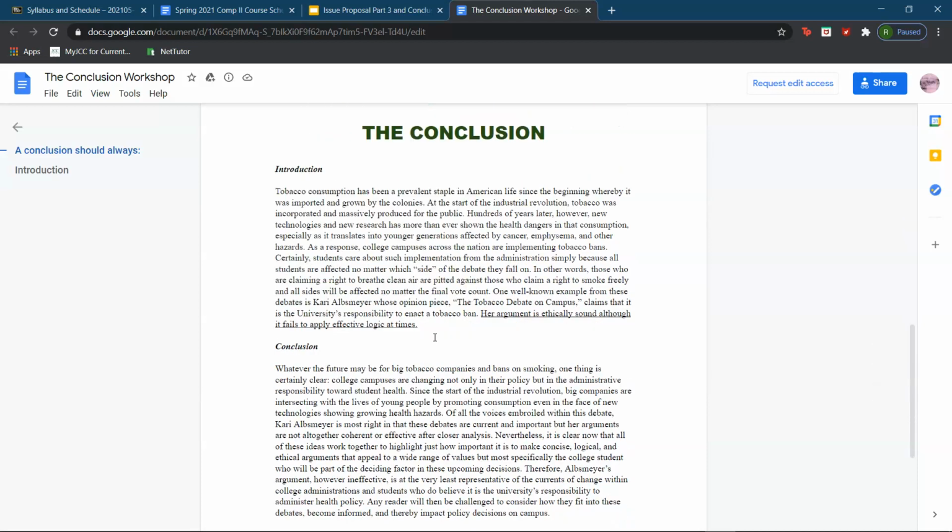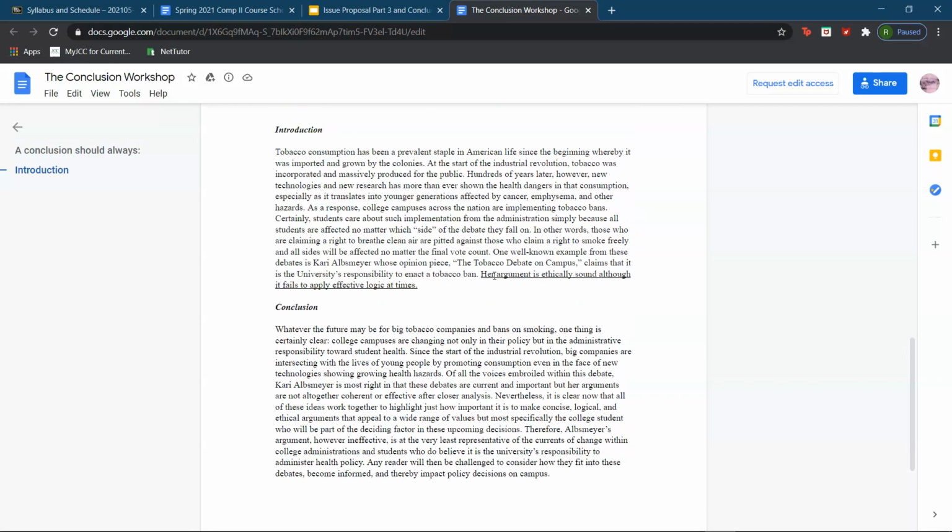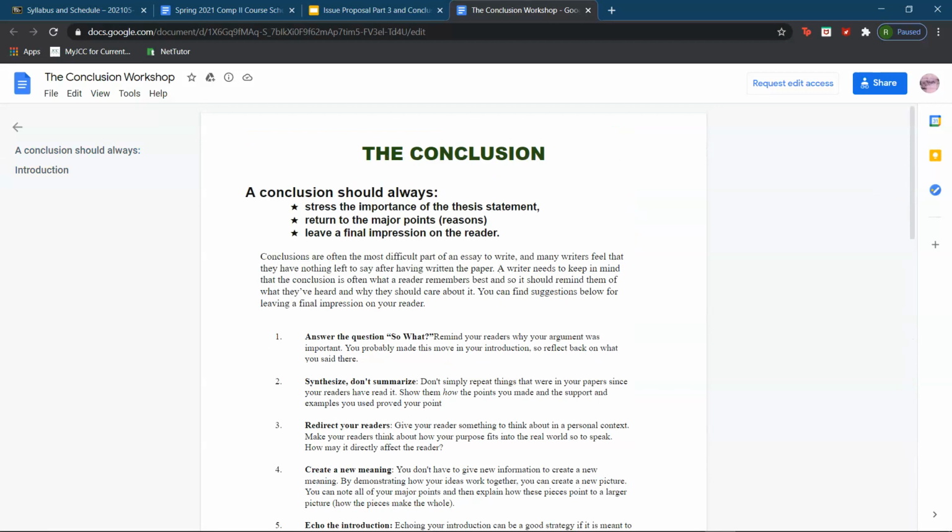So these are some example paragraphs down here, and this is actually an example introduction and conclusion about tobacco consumption. So if you need an example, those are some great examples to be looking at.